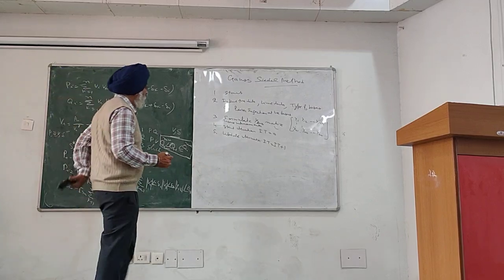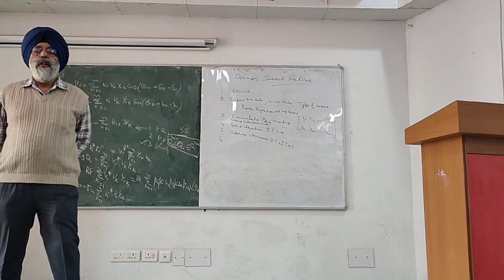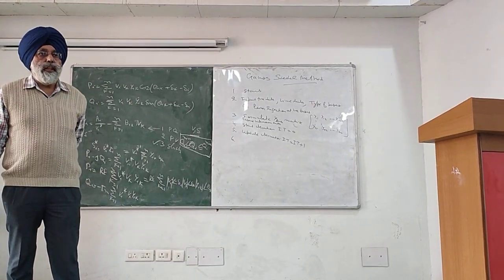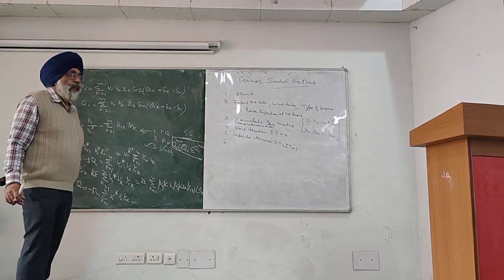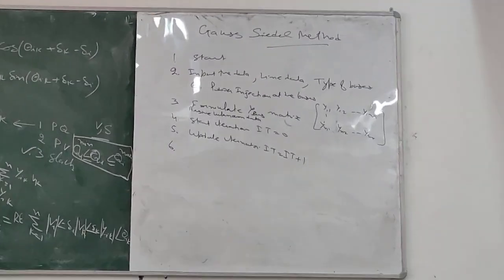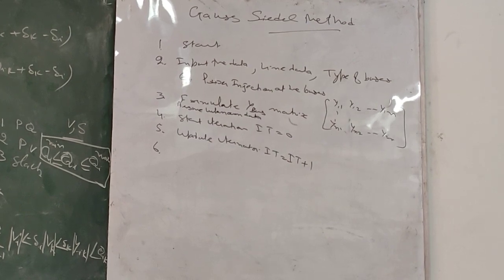Then step 6, calculate the voltage and voltage angle. Okay? Using your voltage equation. So you have the voltage equation like this, equal to IT plus 1.